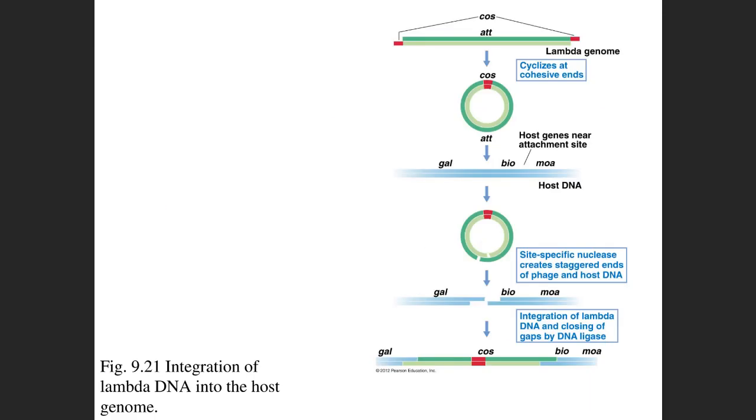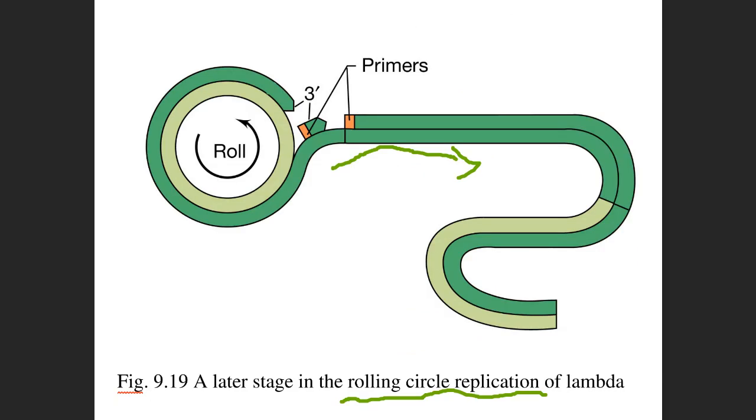So that's how lambda DNA gets replicated, and once the genome is replicated, it has these, and I'm sorry, so that's the replication. Now, we know the rest of the story, right?